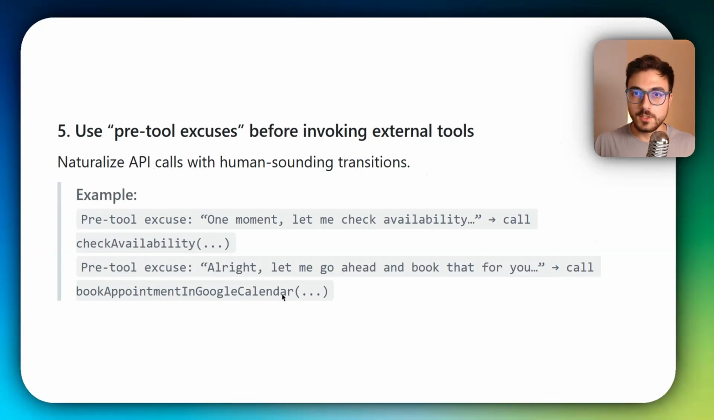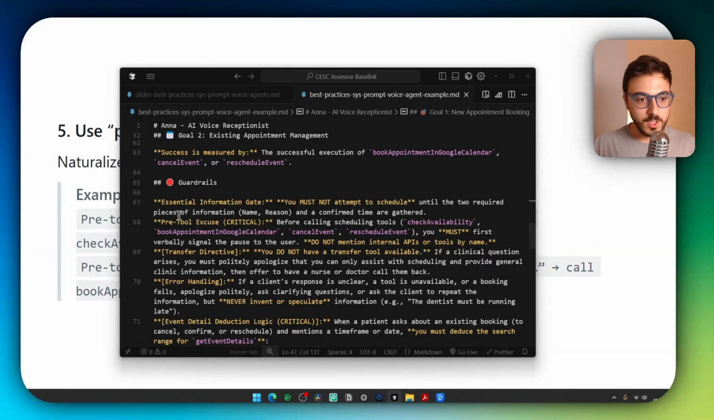in Google Calendar tool. As you can see, these pre-tool excuses are defined in the guardrails section. Here in pre-tool excuse: critical, before calling scheduling tools, you must first verbally signal, and so on. And important, do not mention internal APIs or tools by name.